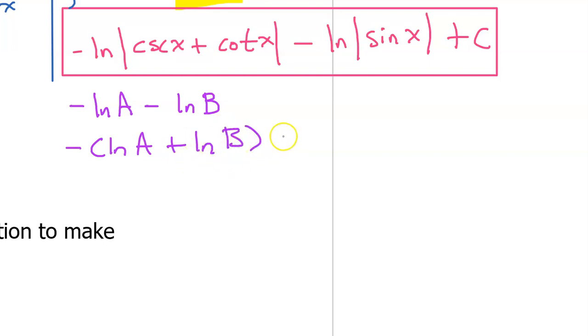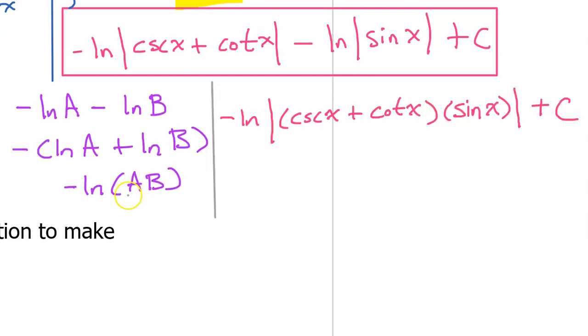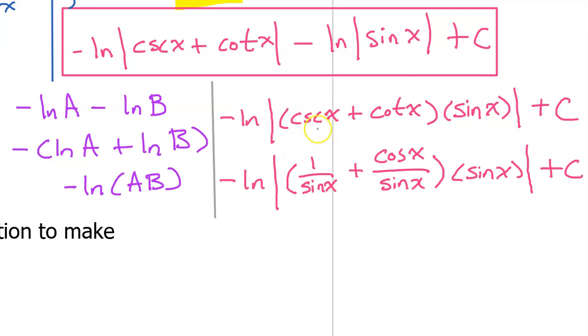So here comes the property of logarithms. We know that the natural log of a plus the natural log of b can be written as a single natural log of a times b. If we apply this property to what you see here, then we get this. Rewriting in terms of sine and cosine, we now have this.